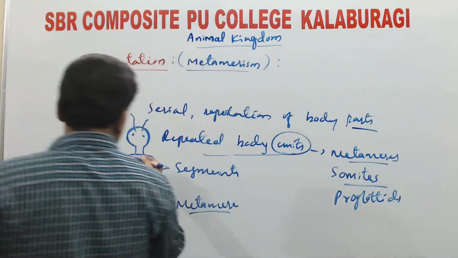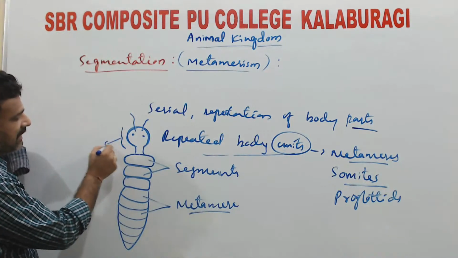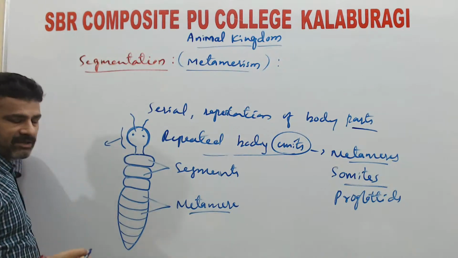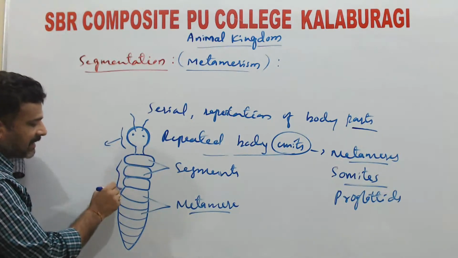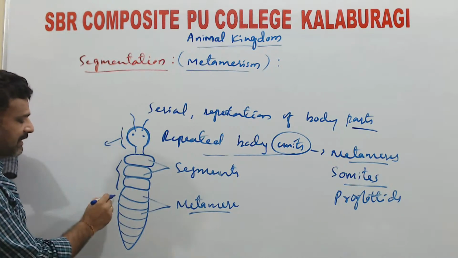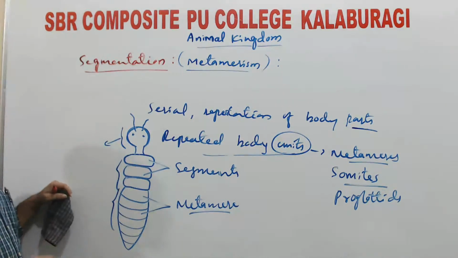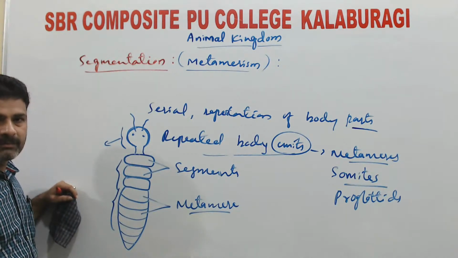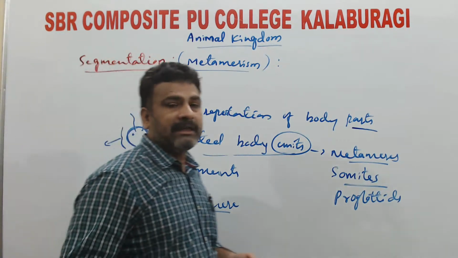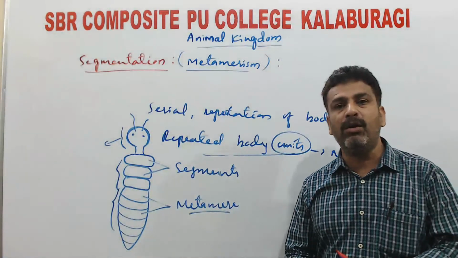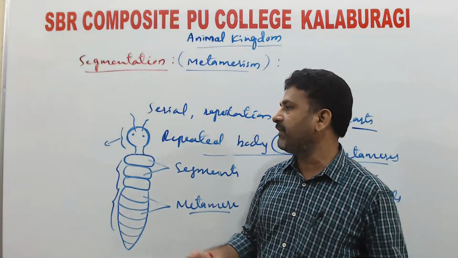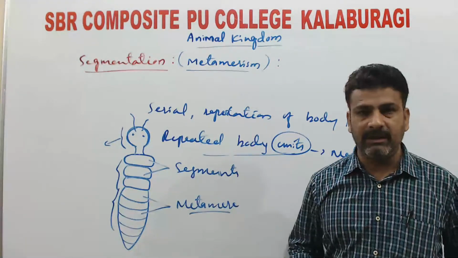If some segments are present in the head region, these segments are called cephalic segments or head segments. The segments present in the thoracic region are referred to as thoracic segments. The segments present in the abdominal region are referred to as abdominal segments. Likewise, this segmentation or metabolism is playing a vital role in the differentiation of the body into different segments, different parts.